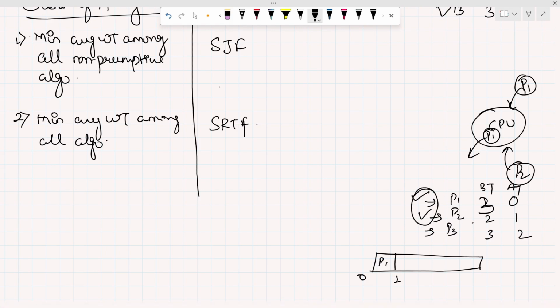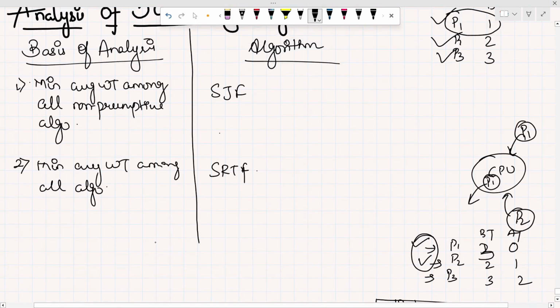So whosoever has the smallest burst time will get the CPU, and now the smallest burst time is of the P2 process. So P2 will get the CPU, and P1 has to leave the CPU. So continuous switching is taking place. In SJF, one process gets the CPU, executes fully, and only when it completes does it leave the queue. But this does not happen in SRTF. That's why it gives some minimum average waiting times. Okay, so these are the two bases of analysis.